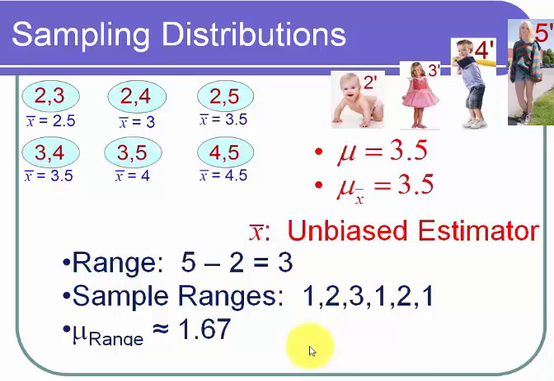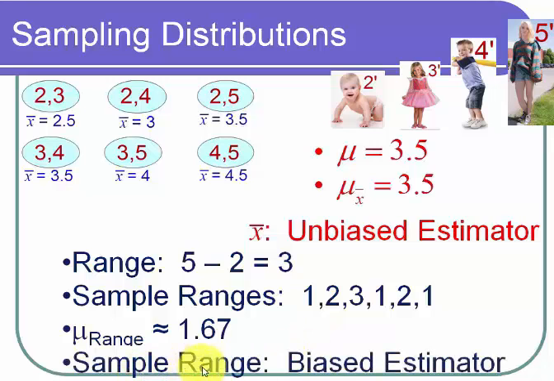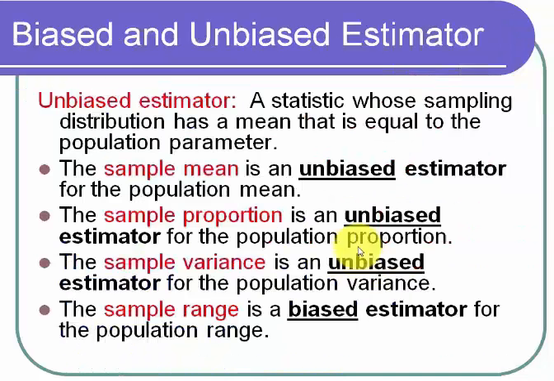So what we say is that the sample range is a biased estimator for the population range. This is really important because it tells us that if we collect a sample and find the range for that sample, that's a really bad guess for the range for the population. On the other hand, if we find the mean of a sample, that's a very good guess for the mean for the population. So let's look at some other statistics.